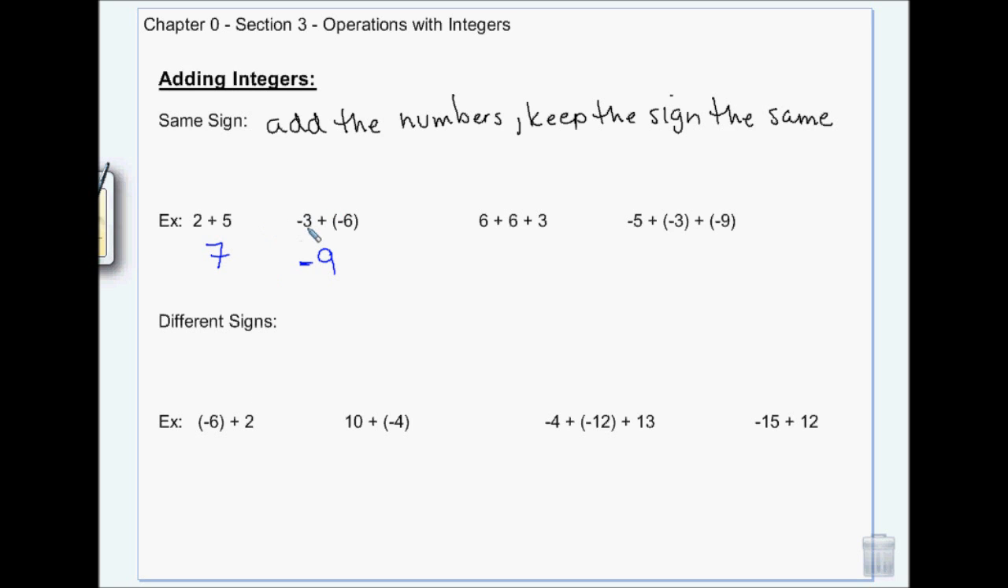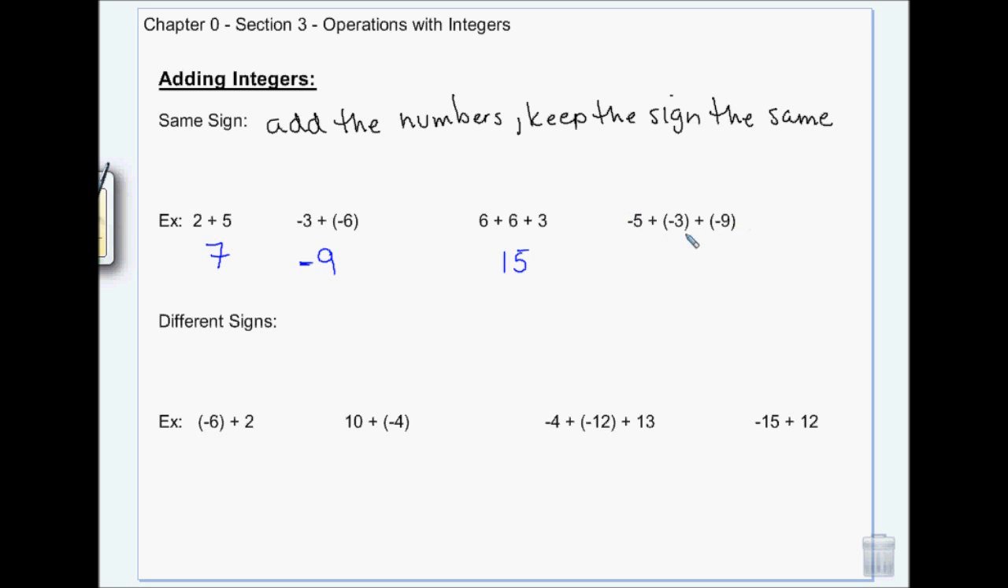If it helps, this is money I've borrowed from you. I borrowed $3 from you, and then I borrowed another $6 from you, so now I owe you $9, right? If it's two negatives and there's a minus sign in it? We'll get to that in a sec. Okay, these are all positive. This shouldn't give you any trouble. 6 plus 6 is 12, plus 3 is 15.